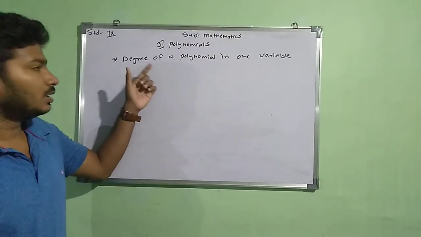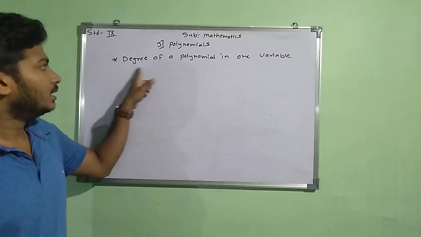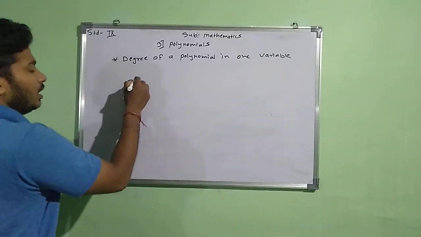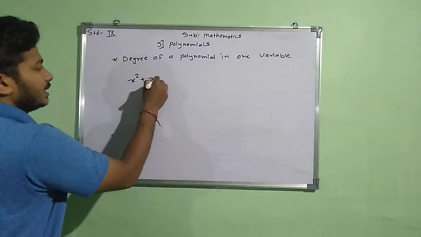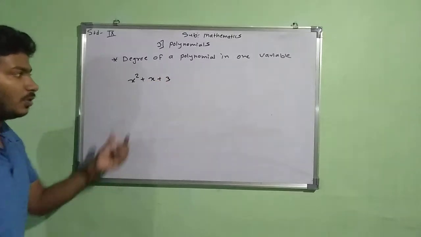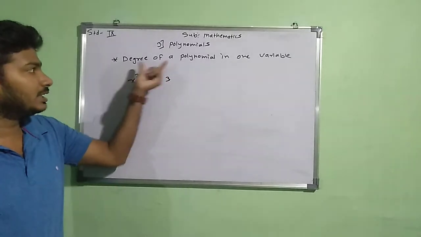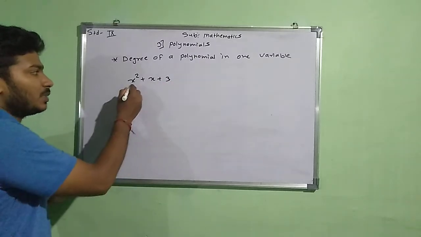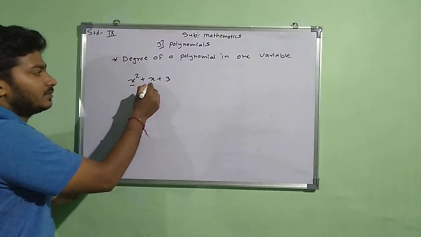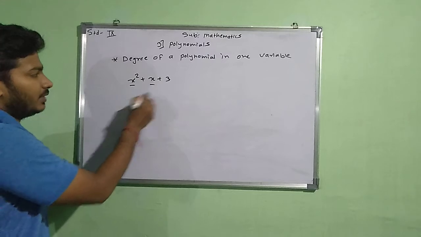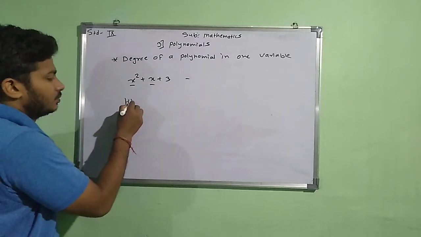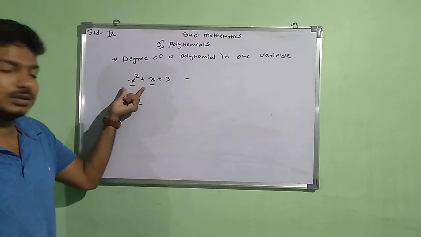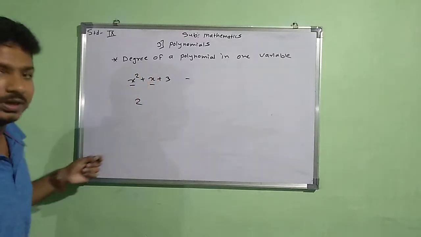Now our next topic is the degree of a polynomial in one variable. Suppose we have the example x square plus x plus 3. Suppose this is a polynomial. Now what is the degree of that polynomial? Degree of a polynomial means the highest power of the variable. Here we have the variable x, and the highest power of that variable is 2. Whatever the highest power is, that will be the degree of the polynomial.